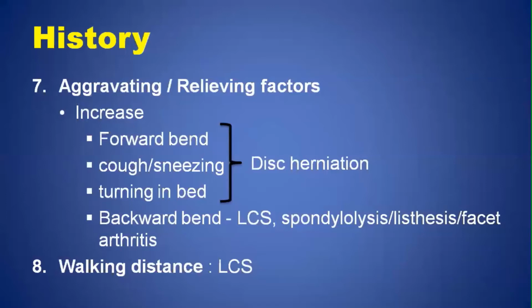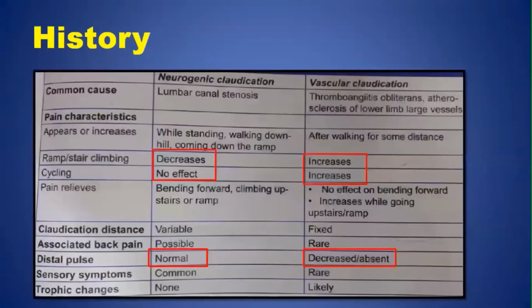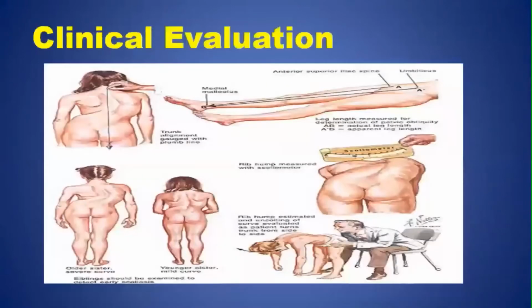It is important to note the walking distance. Make the patient walk into your OPD. Sometimes a few neurological signs that are not obvious in static position will be manifested after some brisk walking in the OPD. So it is important to note the walking distance in lumbar canal stenosis patients. This is a table showing differentiating features between neurogenic claudication and vascular claudication. All of you know that the pain of vascular claudication increases with stair climbing and cycling. However, the pain of neurogenic claudication reduces. And it is important to feel the distal pulses in each and every patient.